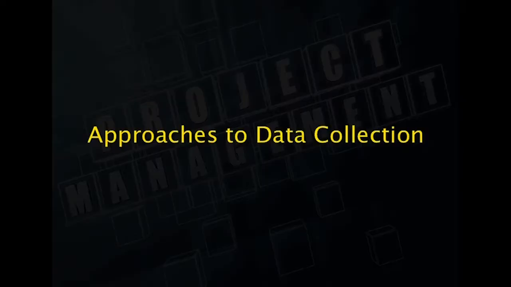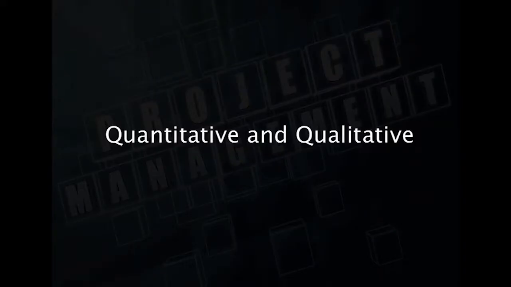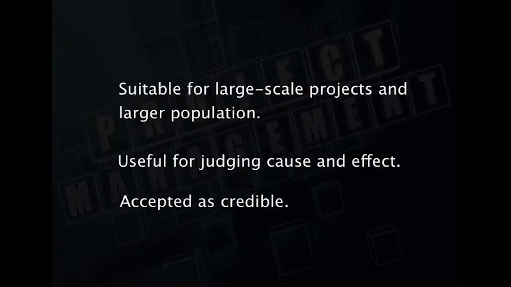The next step is approaches to data collection. There are two basic types of data collection, quantitative and qualitative. Quantitative data tend to focus on numerical data, while qualitative data are expressed in words. Quantitative methods measure a finite number of pre-specified outcomes and are appropriate for judging effects, attributing cause, comparing or ranking, classifying, and generalizing results. Quantitative methods are suitable for large-scale projects and large populations. They are also useful for judging cause and effect and are accepted as credible.